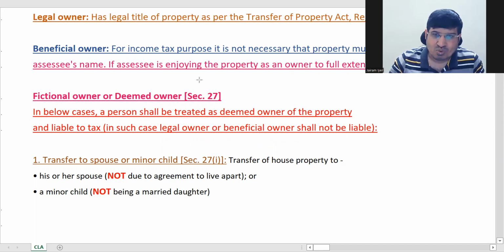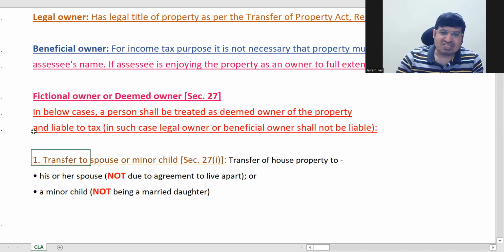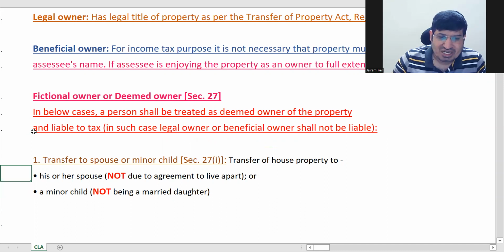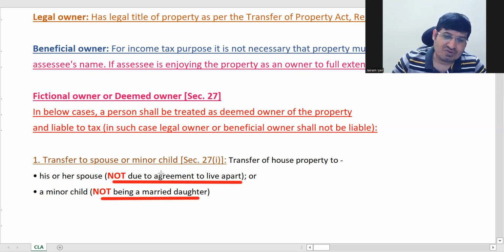Okay, so let's see who are the deemed owners. We'll start. The first one is transfer to spouse or minor child. So, transfer by a person to spouse or minor child. And in these two there is one exception. For spouse, it should not be due to an agreement to live apart, and it should not be for a divorce settlement. Or for minor child, it should not be a minor married daughter. These two are exceptions.